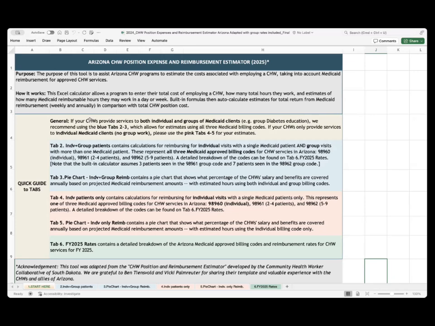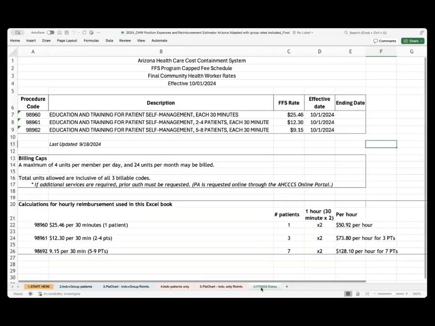So in our quick guide to tabs below here, we see that there are different Medicaid codes that are possible for billing for CHW services. I'm going to jump to a green tab real quick so you understand what I mean when I'm talking about the codes. So our number 6, if we go to this last green tab, we see from ACCESS, from Arizona Medicaid, they've shared the 3 approved billable codes for CHW services. So these are 98960, which is for education and patient self-management, a visit with an individual patient.